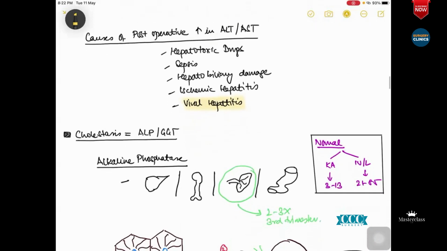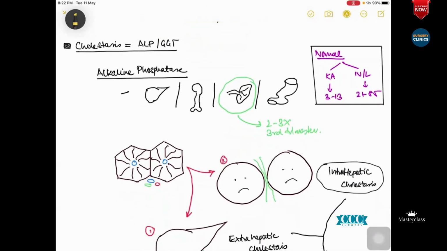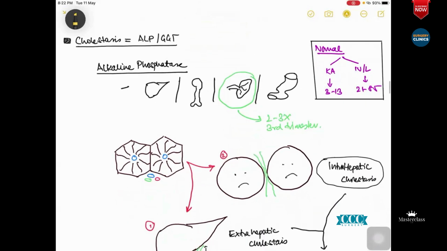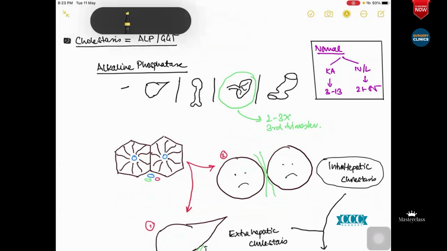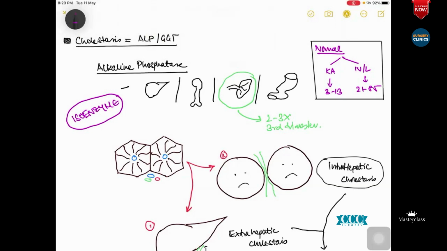Now coming to the cholestatic picture. The tests for cholestasis will be your alkaline phosphatase and GGT. Now, alkaline phosphatase is synthesized by a large number of cells in the body. It can come from the liver, the bone, the placenta, and the intestine. Often there are various isoforms, called isoenzymes, a term you might have read in biochemistry. I'll come to this later.